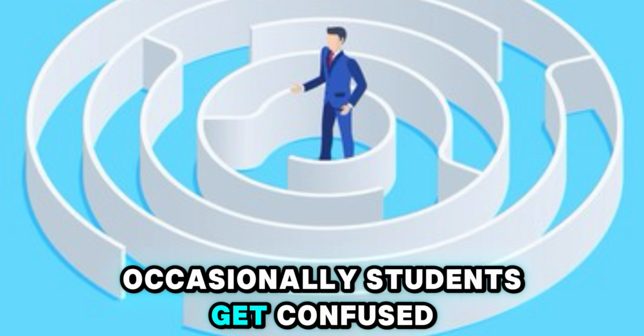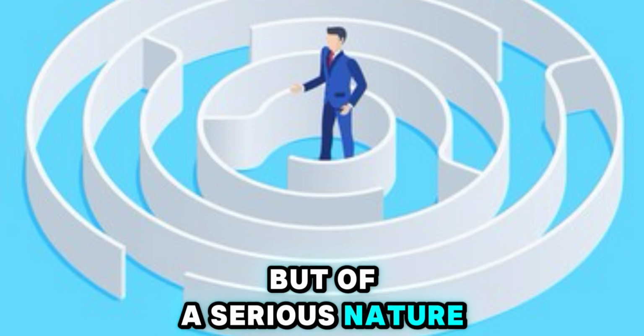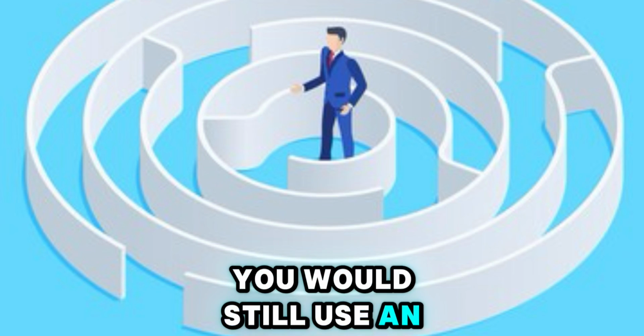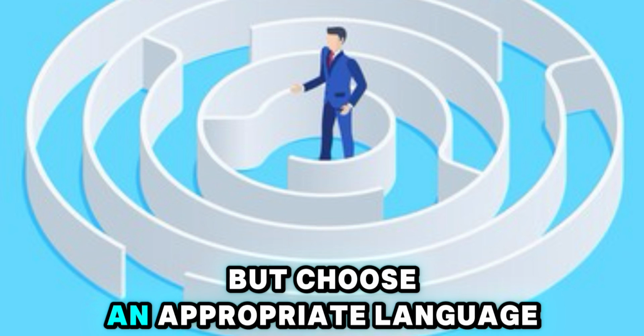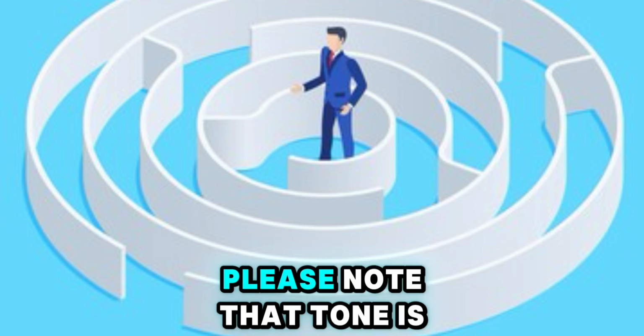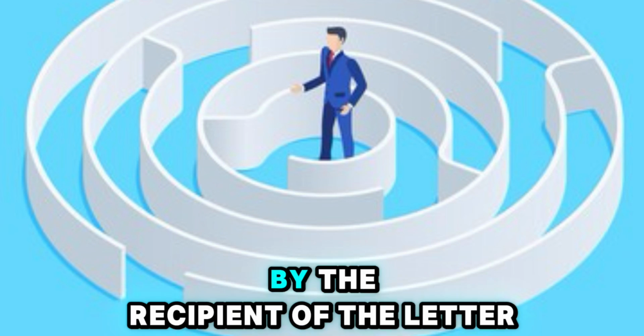Occasionally, students get confused by a letter that is to a friend but of a serious nature, such as informing them of a sad event. You would still use an informal tone but choose an appropriate language to fit in the situation. Please note that tone is never determined by the topic of the letter but the recipient of the letter.